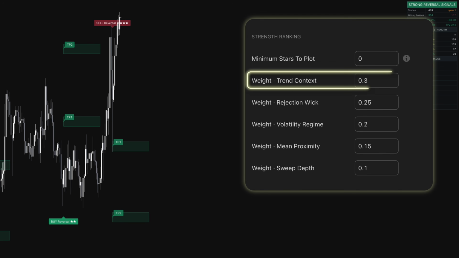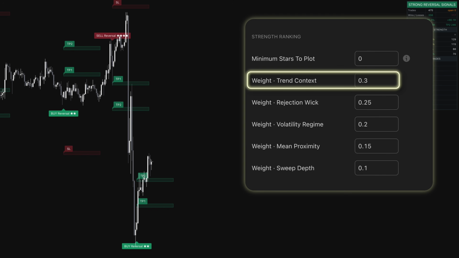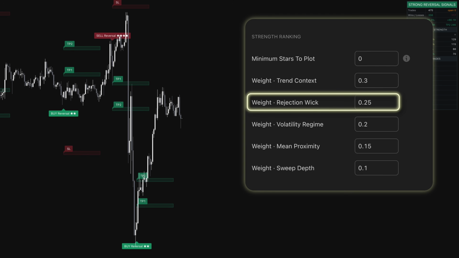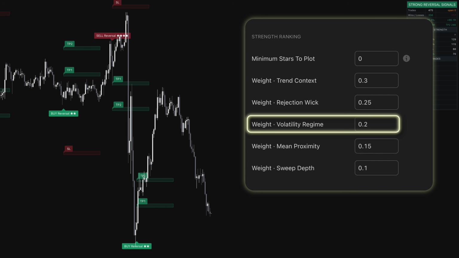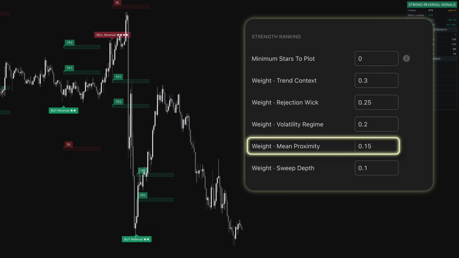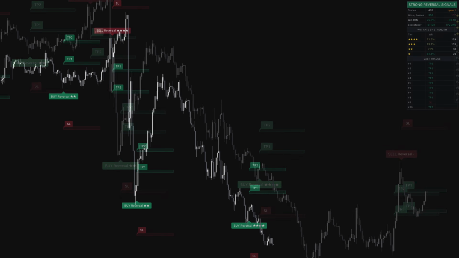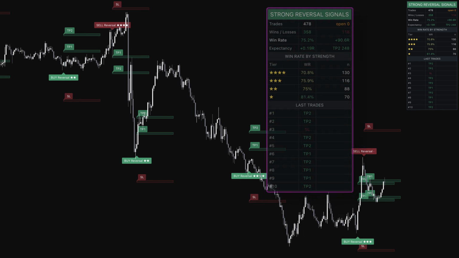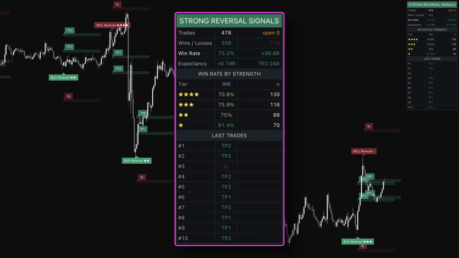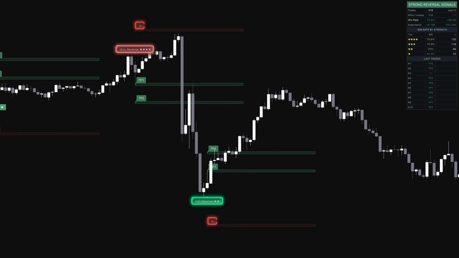Every signal is graded 0 to 10 from 5 weighted factors: trend context against the 50 and 200 EMAs, the size of the rejection wick, whether volatility is calm rather than expanding, proximity to the longer-term mean, and how deep the sweep ran. Setups roll into 1 to 4 star tiers, and the dashboard is the strongest part of the whole tool. It tracks win rate, expectancy, and R, and a win rate broken out by star tier so you can see whether the higher grades actually earned their keep. With entries, stops, targets, and full result tracking baked in, this is built to run as a standalone reversal system.